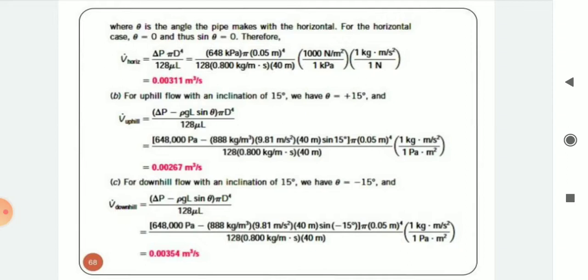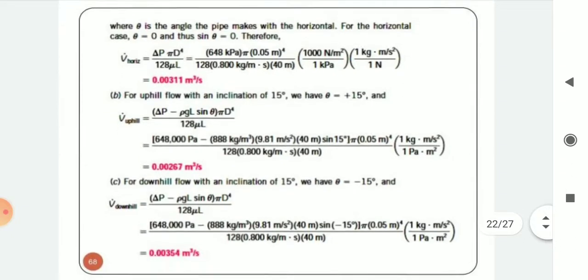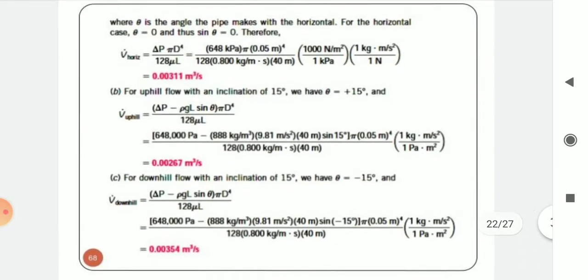Then the second case, for uphill flow with an inclination of 15 degrees, we have theta equal to plus 15 degrees. And we have the formula V dot uphill equal to (delta P minus rho g L sin theta) times pi d raised to 4 divided by 128 mu L. Putting in the values of all quantities, we get the value equal to 0.00267 meter cube per second for uphill flow.